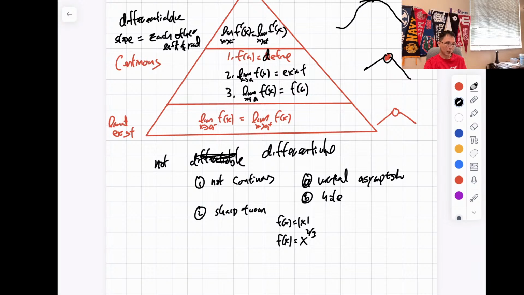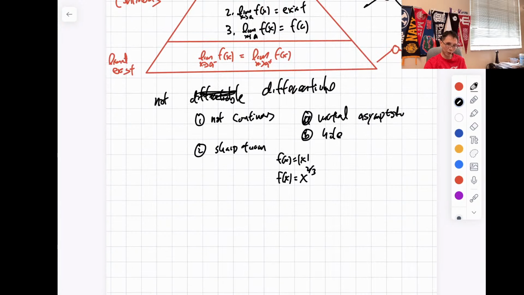A sharp turn. But it's more likely the absolute value is going to have a sharp turn from a positive 1 slope to a negative 1 slope. From x to the 2/3 or x to the negative 2/3, it's going to have a cusp. This one's also sharp. This one is a cusp.